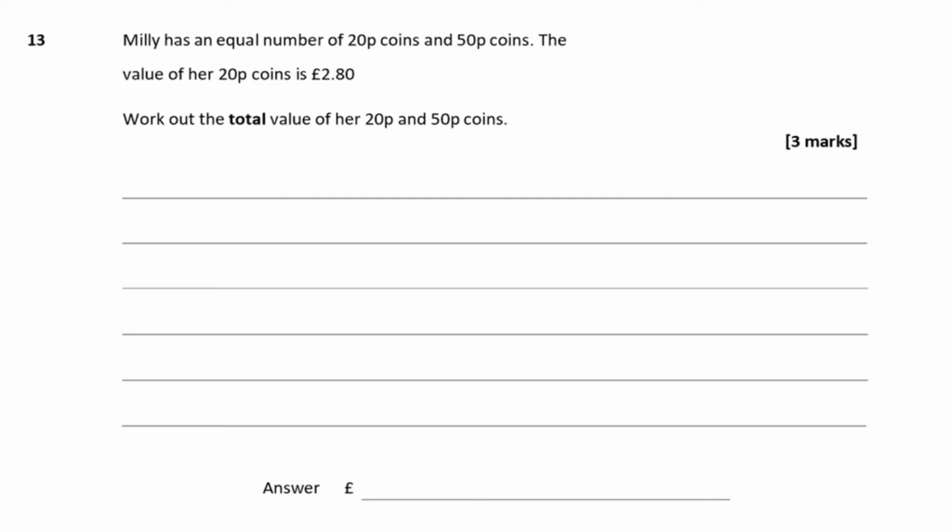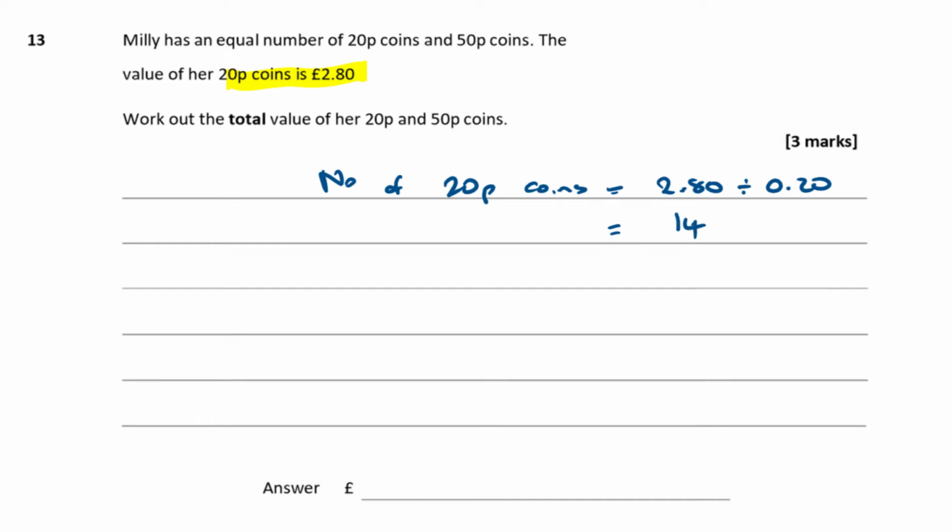Okay, so if the value of her 20p coins is 280, then the number of 20p coins is going to be £2.80 divided by 20p. Then how many 20p's go into £2.80? You can probably do that in your head. 5 go into £1, so 10 go into £2, and 4 go into 80. So that's 14 altogether. Okay, so I got 14 20p coins.